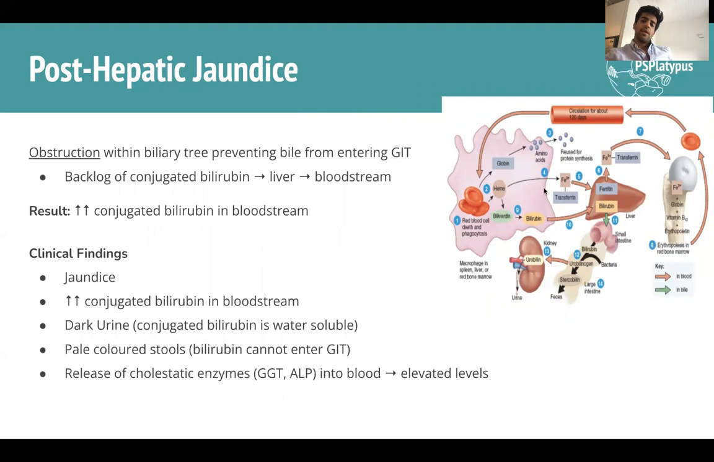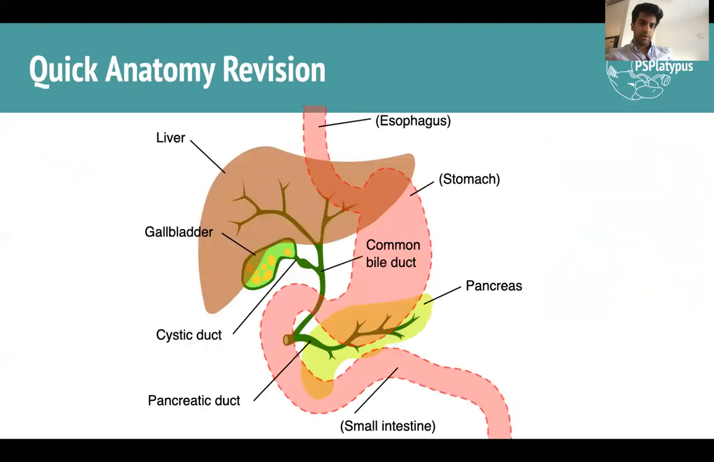Post-hepatic jaundice. Now, after the liver, the bilirubin and the bile is being released and stored in the gallbladder, and somewhere along that track, there's an obstruction, and that prevents the bilirubin from entering into the GIT. So this is where we'll go back to our anatomy. So here's your common bile duct, and anything that can obstruct this will prevent the conjugated bilirubin from entering the small intestine. And so it'll then start leaking out into the blood.